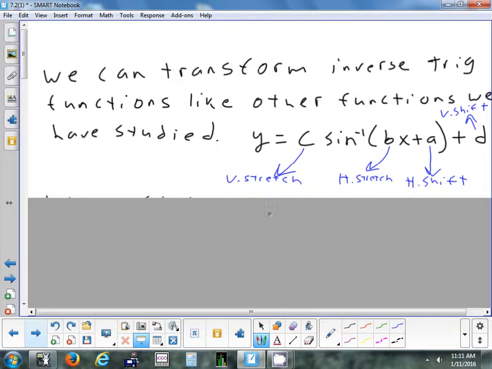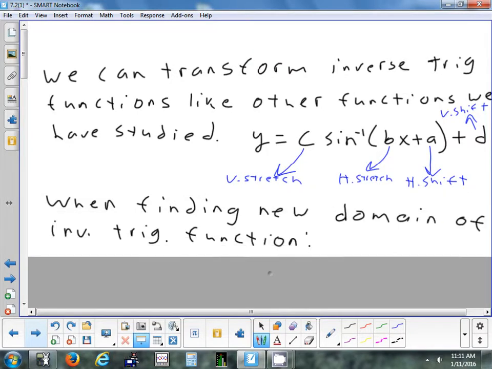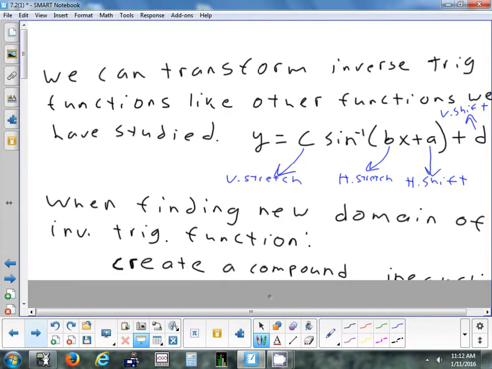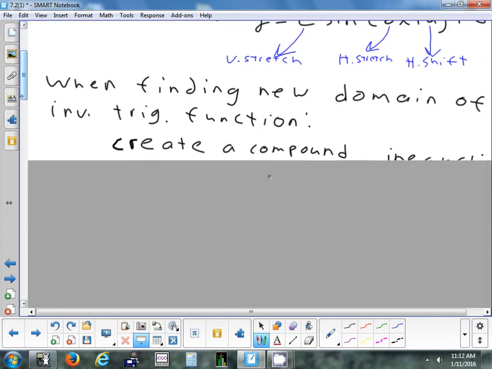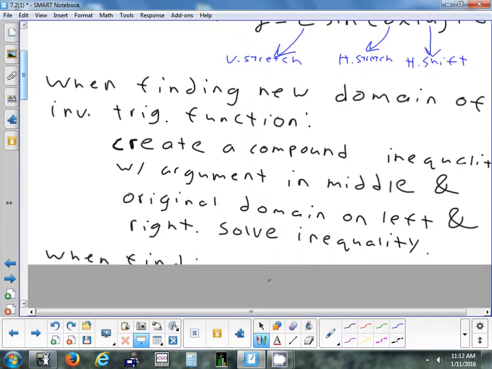What we're not going to be doing is sketching by hand. You do not have to sketch these by hand. But if we do a transformation, we could affect the domain. Horizontal stretching and shifting affects the domain, and vertical stretching or vertical shifting affects the range. All right, so an easy way to find the new domain is to make a compound inequality.